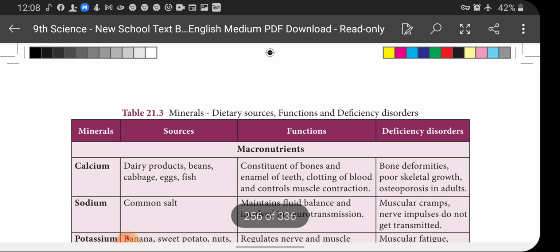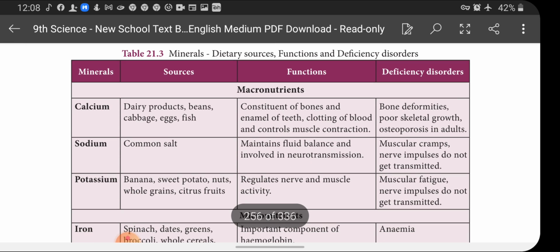Next we are going to see about minerals: dietary sources, functions, and deficiency disorders. First we'll see the minerals are classified into two types, macronutrients and micronutrients. I already said this in my last session. Macronutrients are the minerals which are necessary in large quantity for our body. Those necessary in very small quantities for our body are called micronutrients.